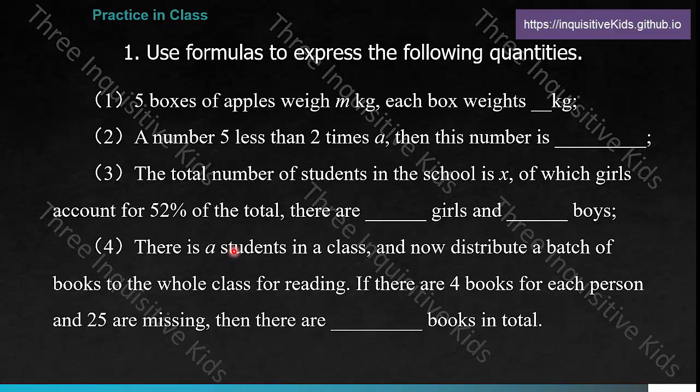4. There are a students in the class, and now a batch of books is distributed to the whole class for reading. If there are 4 books for each person and 25 are missing, then there are blank books in total.